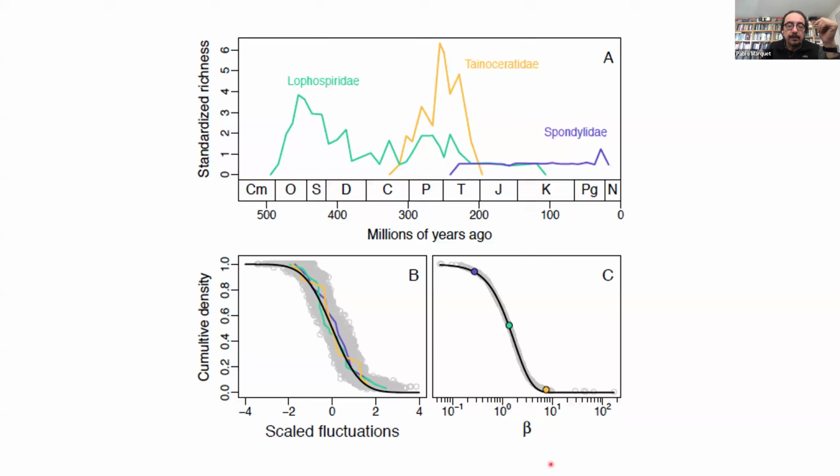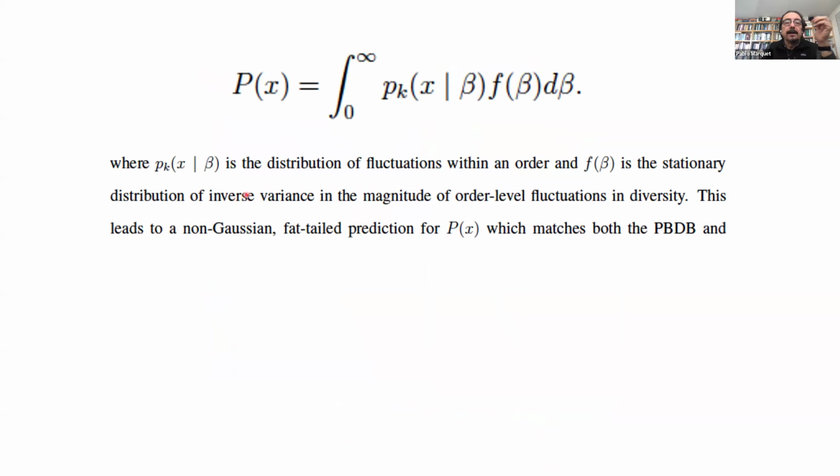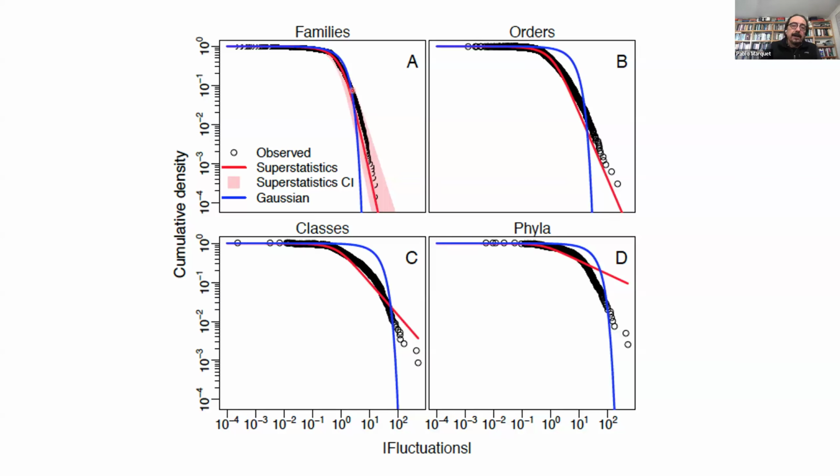So with those two things, you can compute the distribution of fluctuations as this integral, where you have the distribution of fluctuation within an order times the stationary distribution of inverse variance, or S beta here. And this gives you the prediction for the distribution of fluctuation for the whole system. And this prediction was a fat-tail distribution that worked very well with families. In red is the prediction. This is the cumulative density of the fluctuations. In red is the superstatistical prediction.